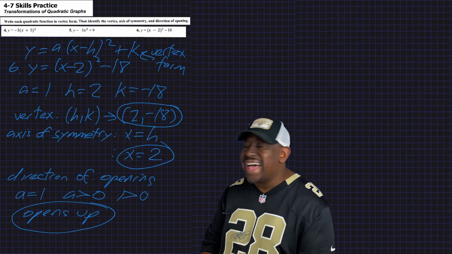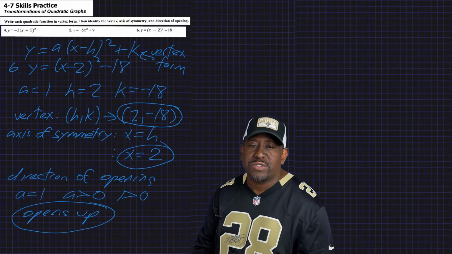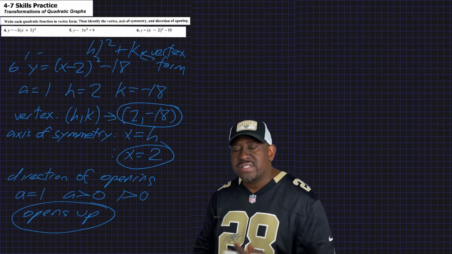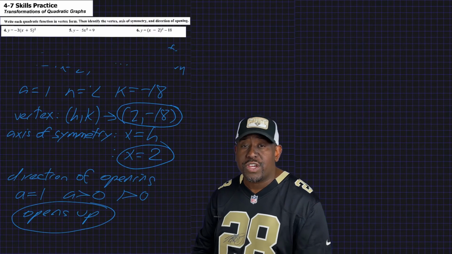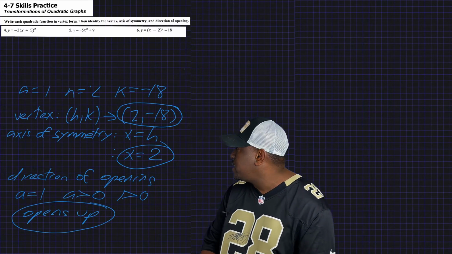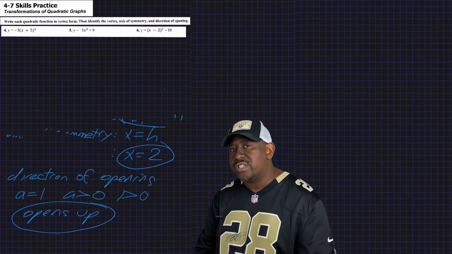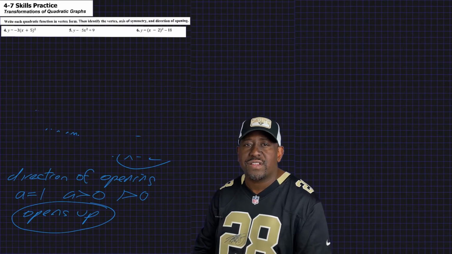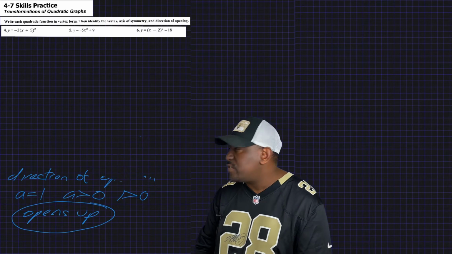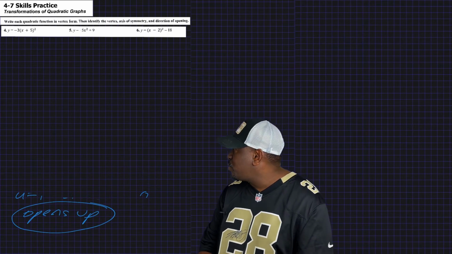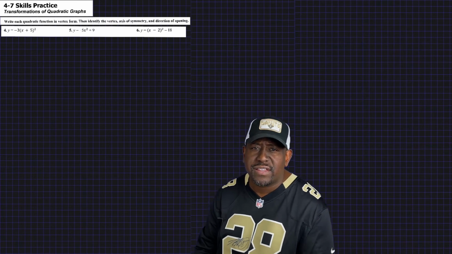And so, unlike the last problem where a was negative and it opened down, since this time a is positive, we know that the parabola will open up. And you can see the difference between when the value of a has one sign versus the other, and how that affects the direction of the opening. So we're done with that problem. Again, both problems 4 and 6 we've done thus far.